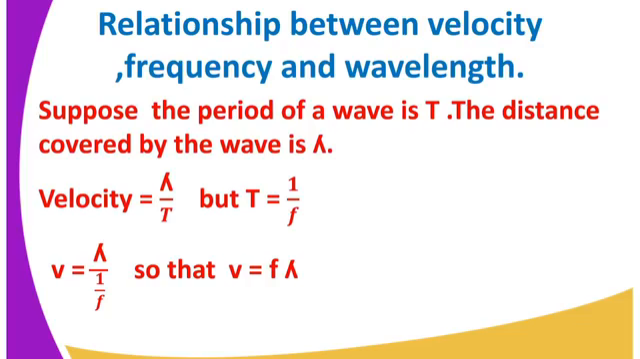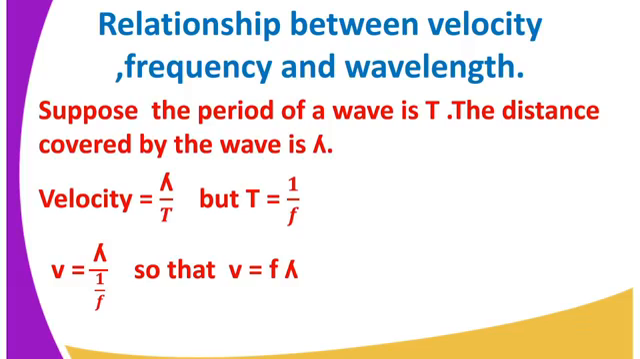But from the calculations of wave motion, if you want to get the frequency, then T is given by 1 over f. Meaning that in the formula where we have velocity is equal to lambda over t, replace the value of t with 1 over f to get that v is equal to lambda over 1 over f.